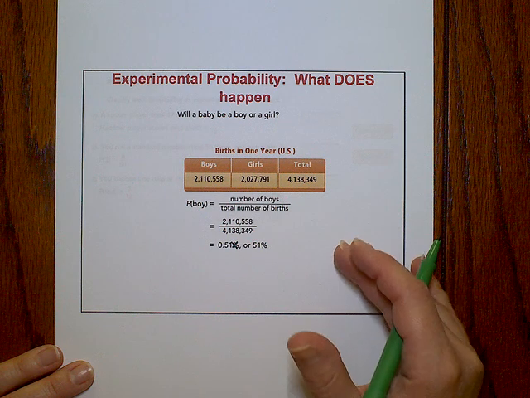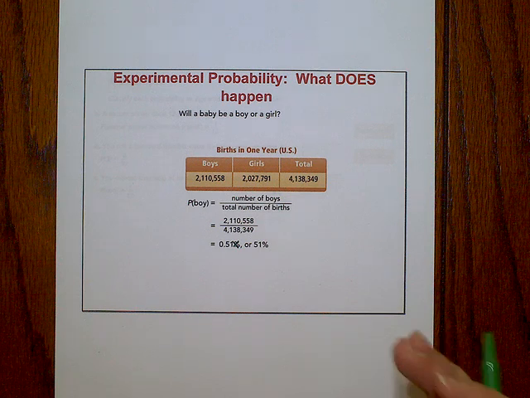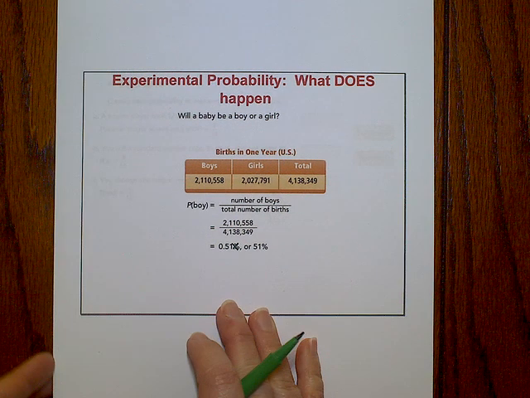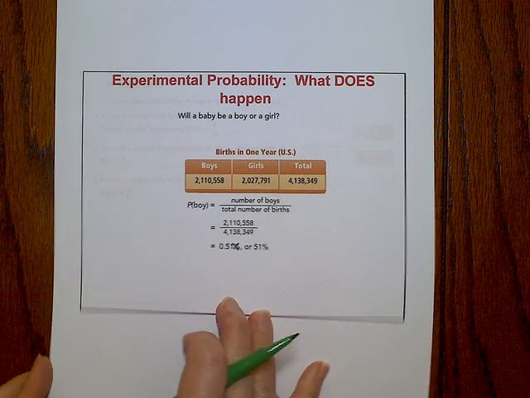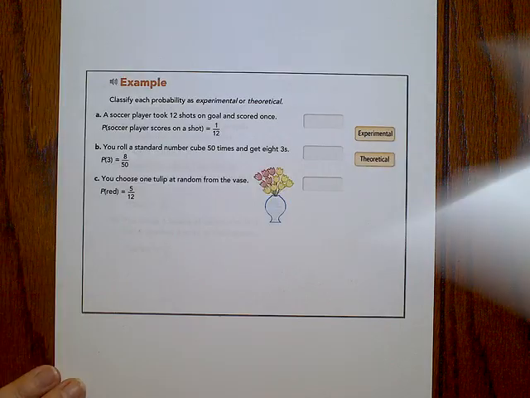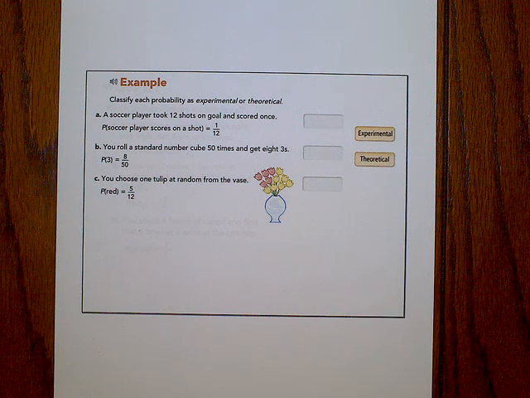An experiment is what actually occurred when you kick a ball, spin the spinner, flip a coin. Theoretical is what you think will happen before you do any of the experiment. So let's take a look at an example. What we need to do here is identify if the examples given are experimental or if they are theoretical.